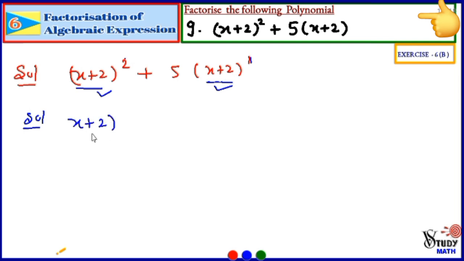So x + 2 is taken as common. So what is remaining here? You look here, (x + 2) to the power 2, and from it we take (x + 2) to the power 1 as common.